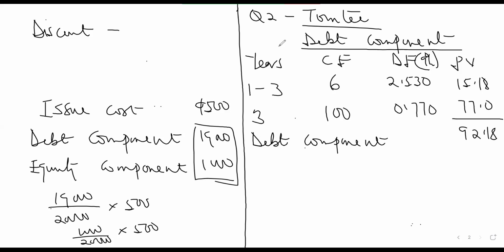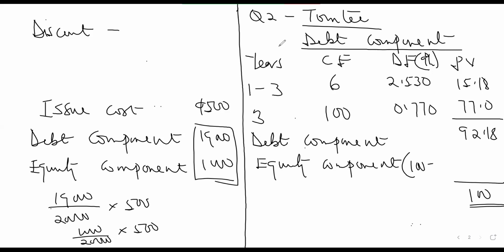But how much are we receiving? What is the total amount that we receive? 100 million. We receive 100. So what is the difference? 7.82. So 100 minus 92.18 will give you 7.82, isn't it? That is the equity component.